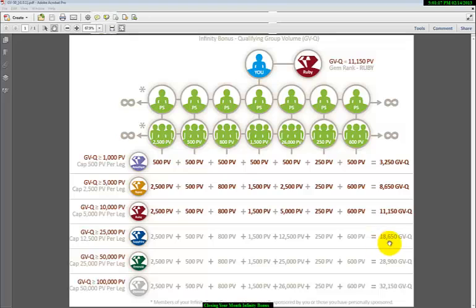So in this case, you'd be at 21,000. You only need to pull another 4,000 from somewhere else. And you can do that in each one of these.